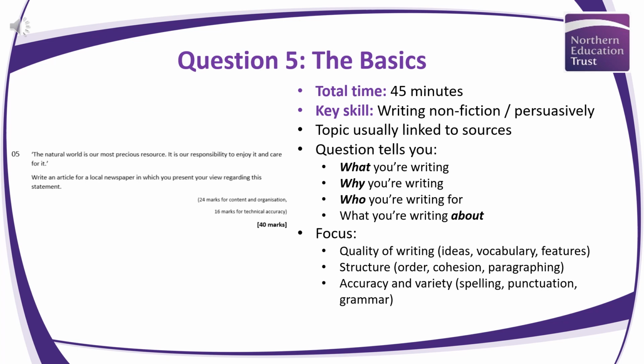Now for this section, you're only given one question, and that question is going to tell you, first of all, what you're writing. So the type of text, the genre of it. Second of all, it'll tell you why you're writing. And if we cut through it all, essentially that's to persuade someone or something. Thirdly, you're told who you're writing for, so your audience. And fourthly, you're told what you're writing about, your topic.